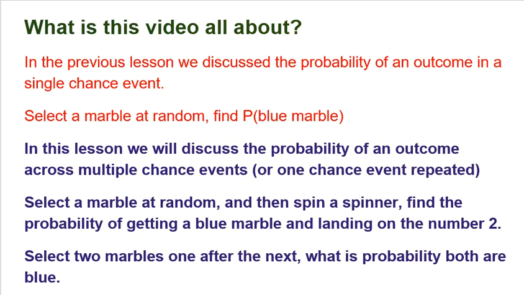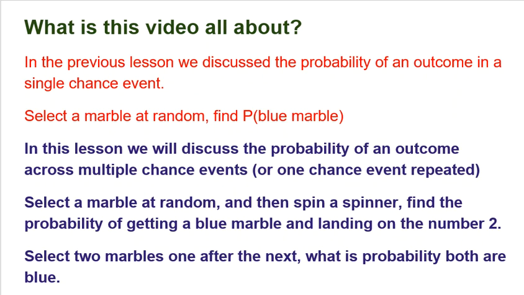Well, in the previous lesson, we discussed the probability of an outcome in a single chance event, like selecting a marble at random. Hey, what's the probability to get a blue marble? Well, in this lesson, we're going to discuss the probability of an outcome across multiple chance events, or one chance event repeated. Let me give you two examples.